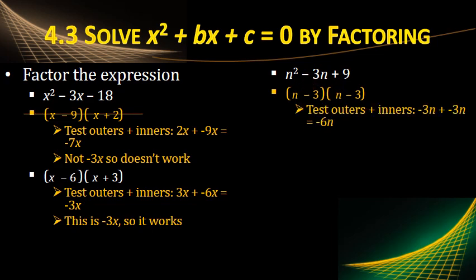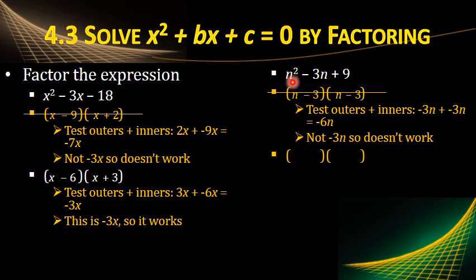Check with the outers plus the inners. The outers are negative 3n. The inners are negative 3n. Add those together and we get negative 6n. But that doesn't match my middle term of negative 3n. So that's not the good factoring. So let's try again.